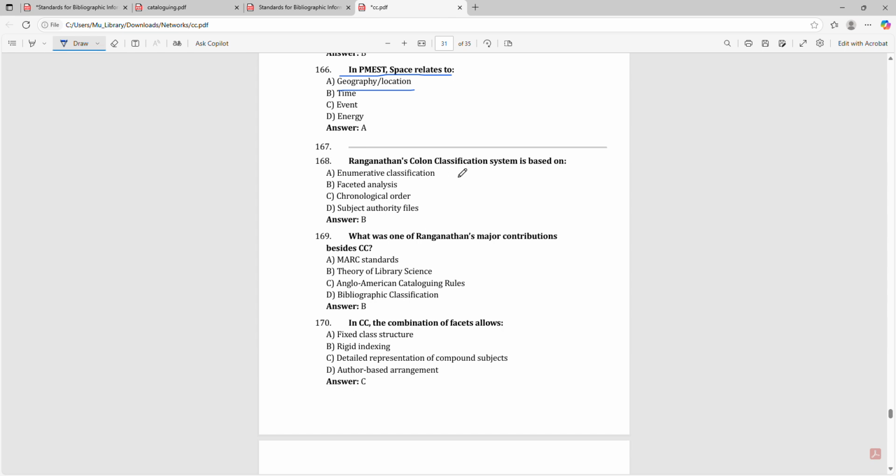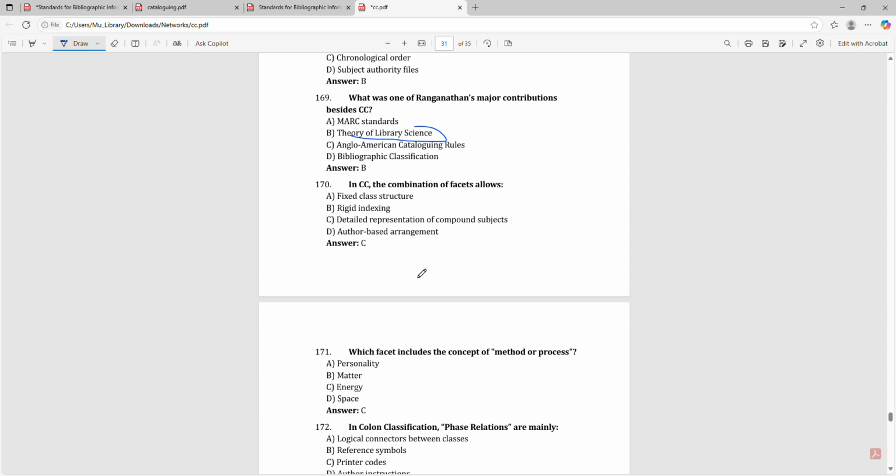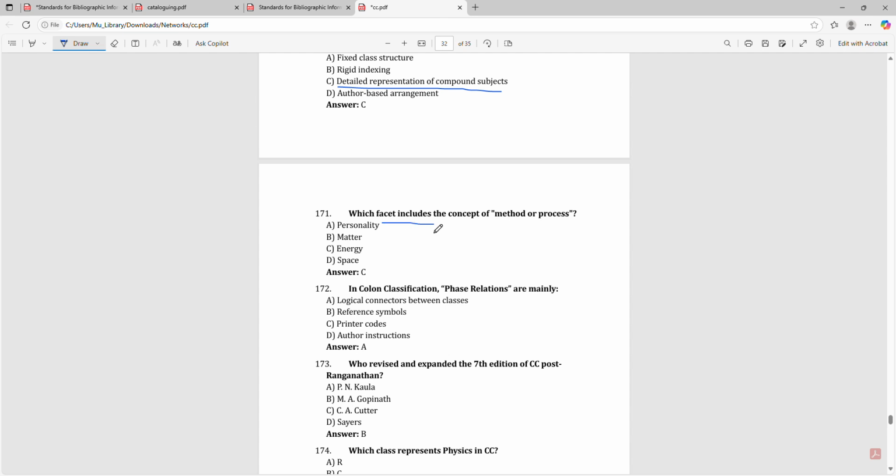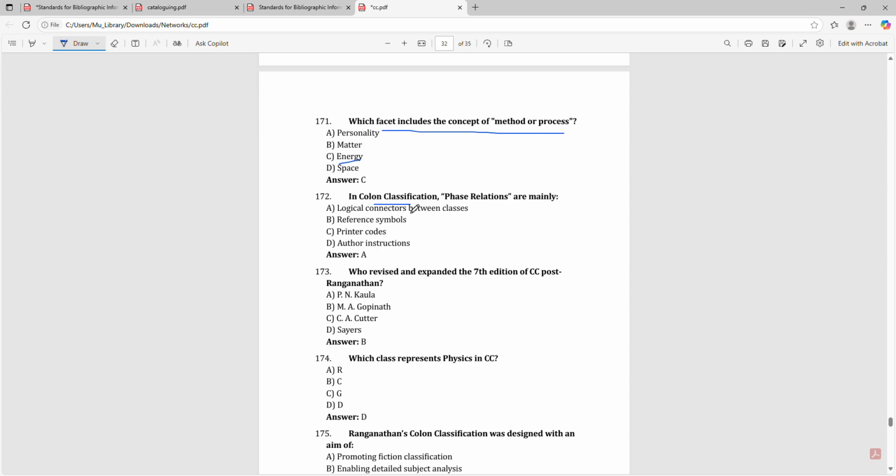Ranganathan's column classification system is based on faceted analysis. What was one of Ranganathan's major contributions besides CC? That is theory of library science. In CC, the combination of facets allows detailed representation of compound subjects. Which facet includes the concept of method or process? That is energy. In CC, phase relations are mainly logical connectors between the classes.